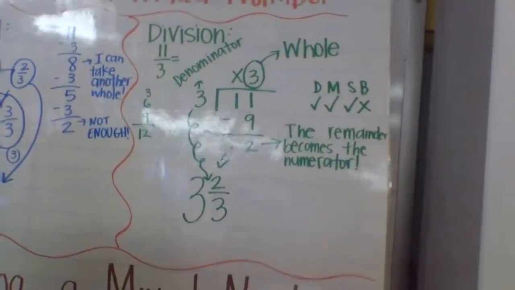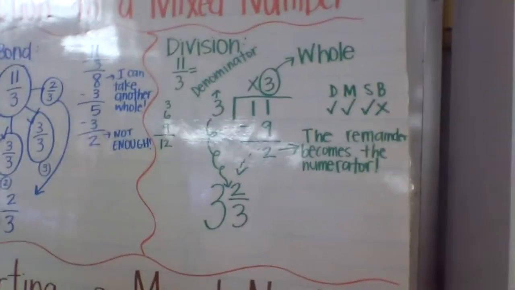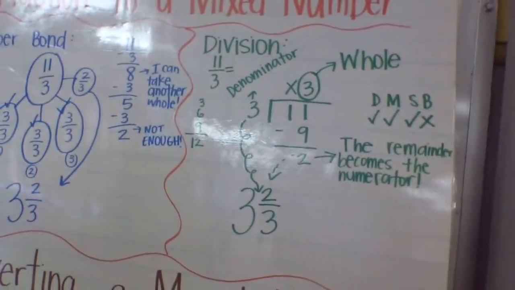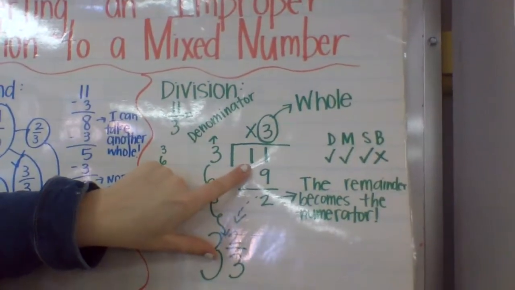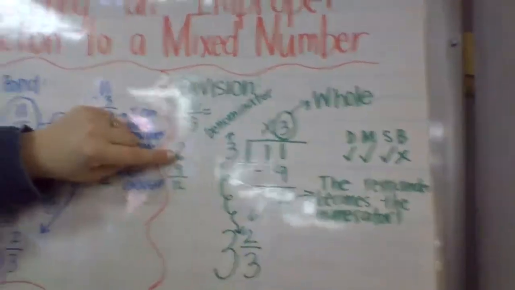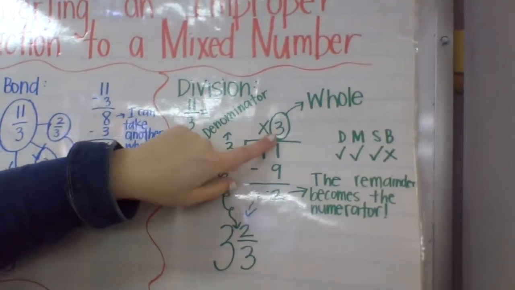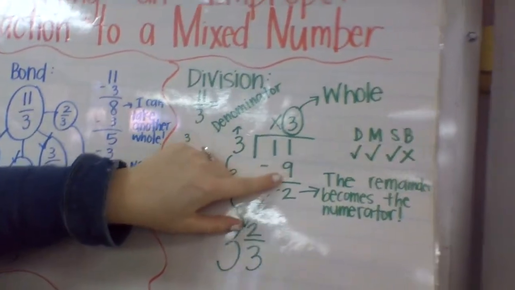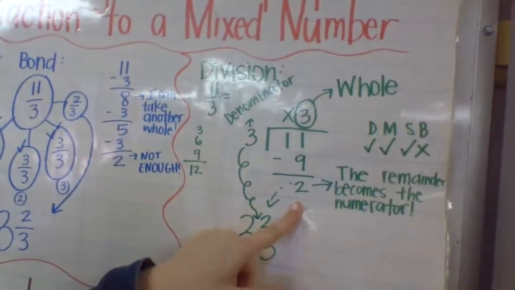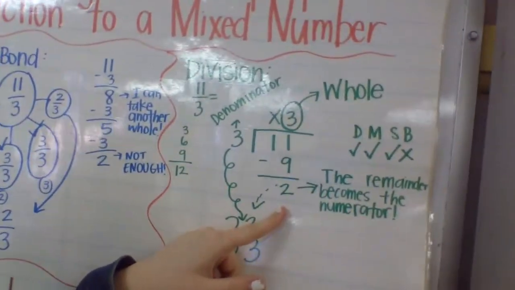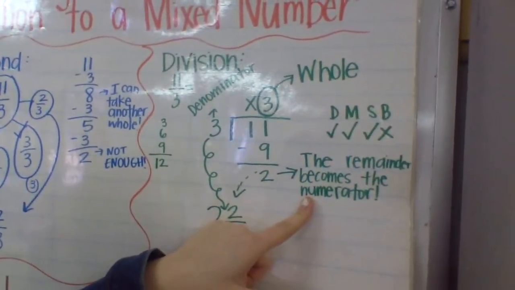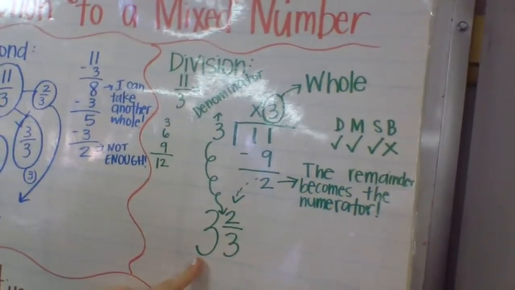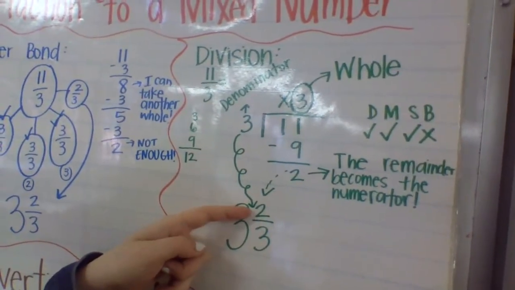If we look at doing it the division way, a fraction is really a division problem. 11 thirds means 11 divided by 3. When I do 11 divided by 3, 3 can't go into 1, so I put my x, but 3 can go into 11. It can go in 3 times. 3 times 3 is 9. 11 minus 9 is 2. That's your remainder. So it went 3 whole times. The remainder that you get becomes your numerator. 3 whole groups, 2 is left.